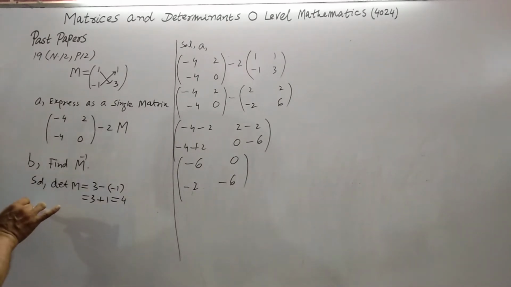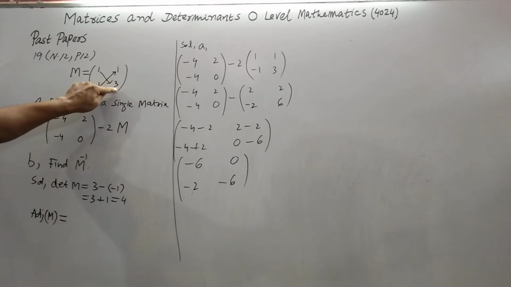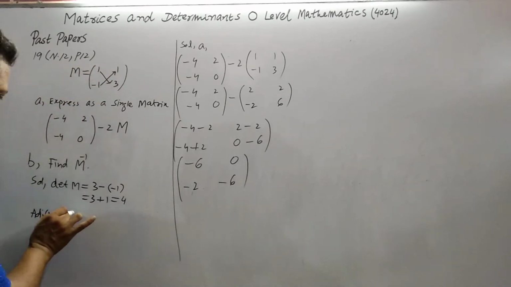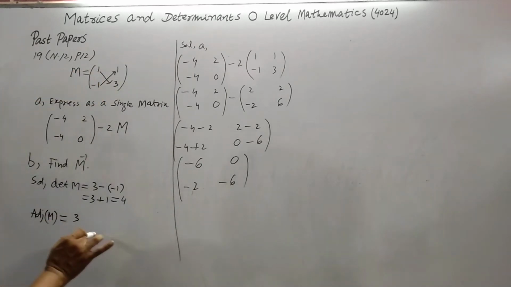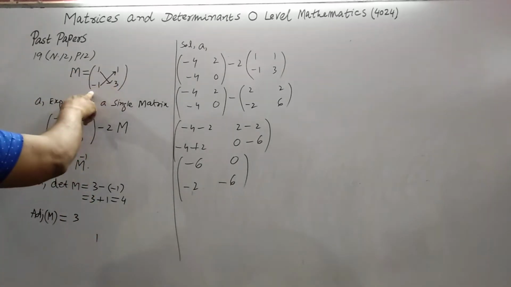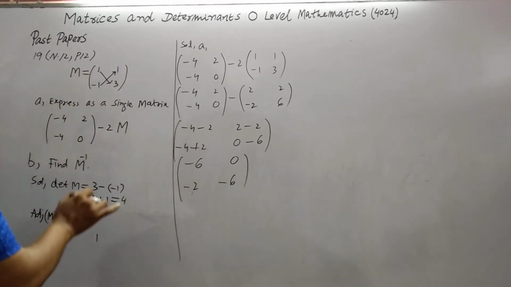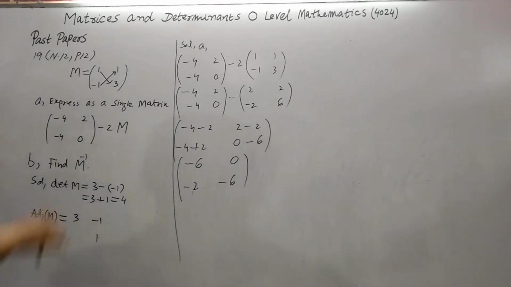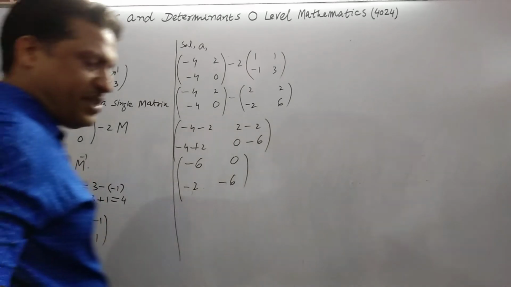Now, the next step is to find adjoint of M. How to find adjoint of M? Change the position of this diagonal, 1 to 3 and 3 to 1. So this 3 comes over here, and this 1 comes over here. And change the sign, or you can say opposite the sign of the given elements. This +1 becomes -1. This -1 becomes +1. I hope you understand. It's very easy.